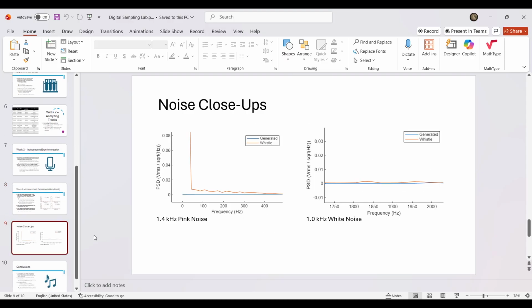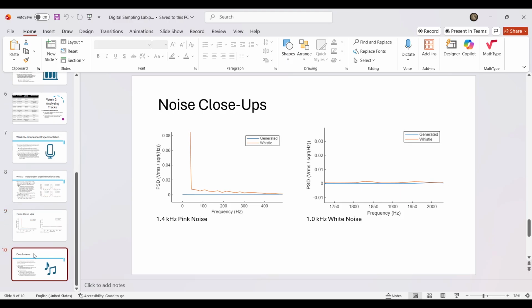So here's some close-ups that I want to go over. You see here that this is a close-up of the pink noise, where this does follow that inverse relationship. You see it kind of peaks at around 0 hertz and tapers off. And here's some miscellaneous white noise here where you see the whistling is significantly bumpier than the generated tones.